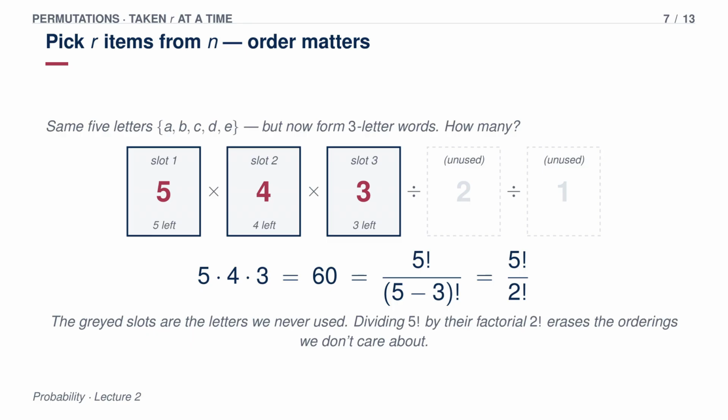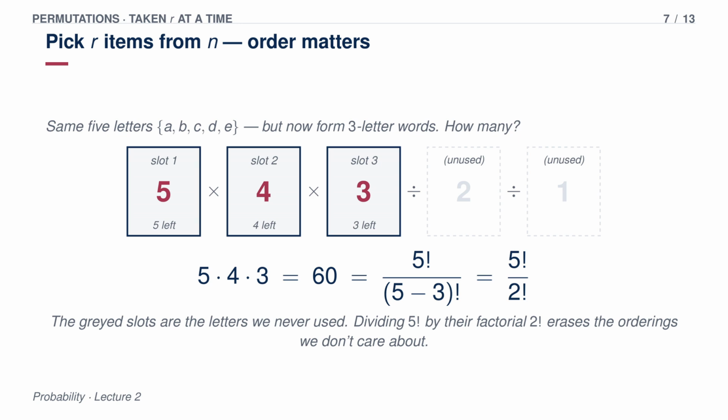Okay, let's go back to our 5 letters. A, B, C, D, and E. Perfect. Instead of making a 5-letter word, what if we only want to pull out 3 letters to form a 3-letter word? Well, we apply the slot logic again. We only have 3 slots this time. First slot, 5 choices. Second slot, 4 choices. Third slot, 3 choices, and then we stop. So 5 times 4 times 3 gives us 60 possible words.